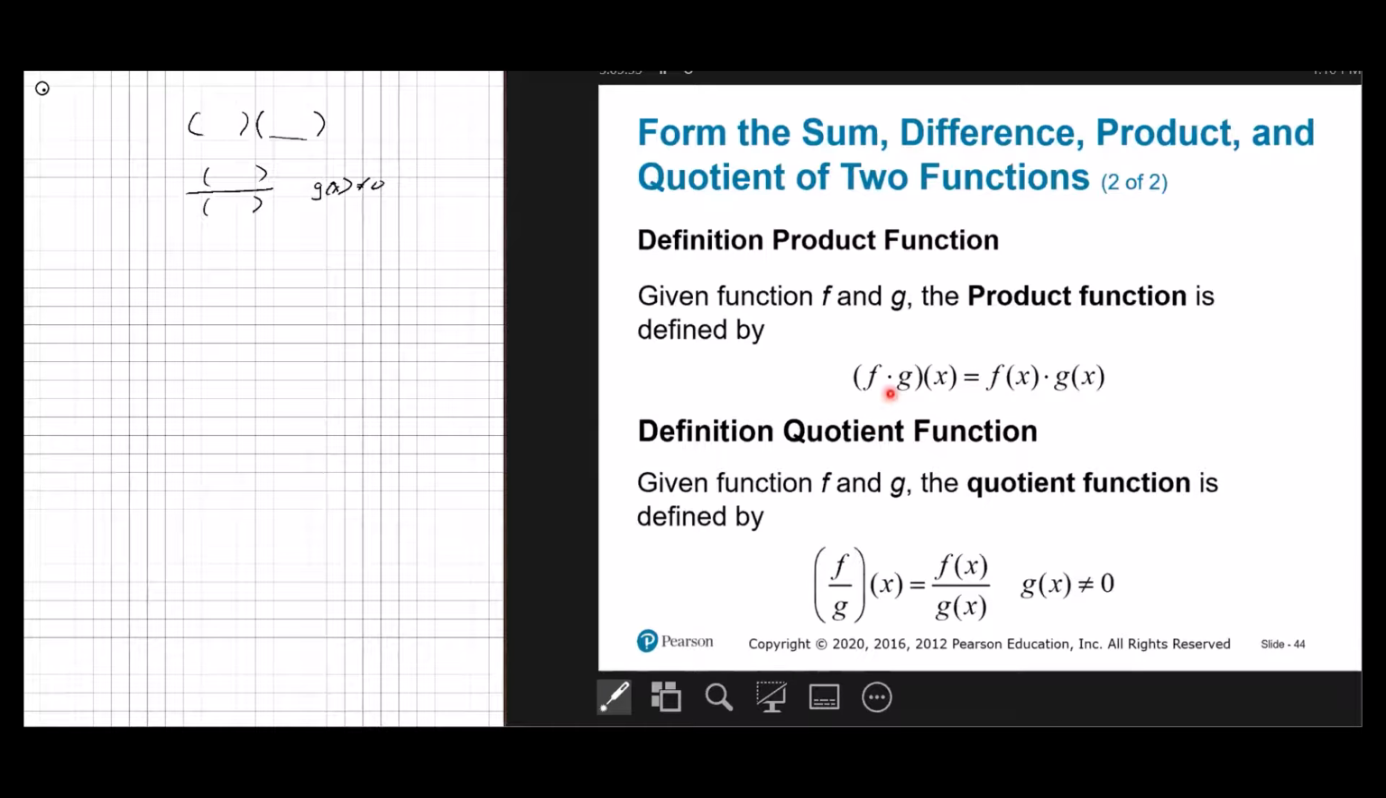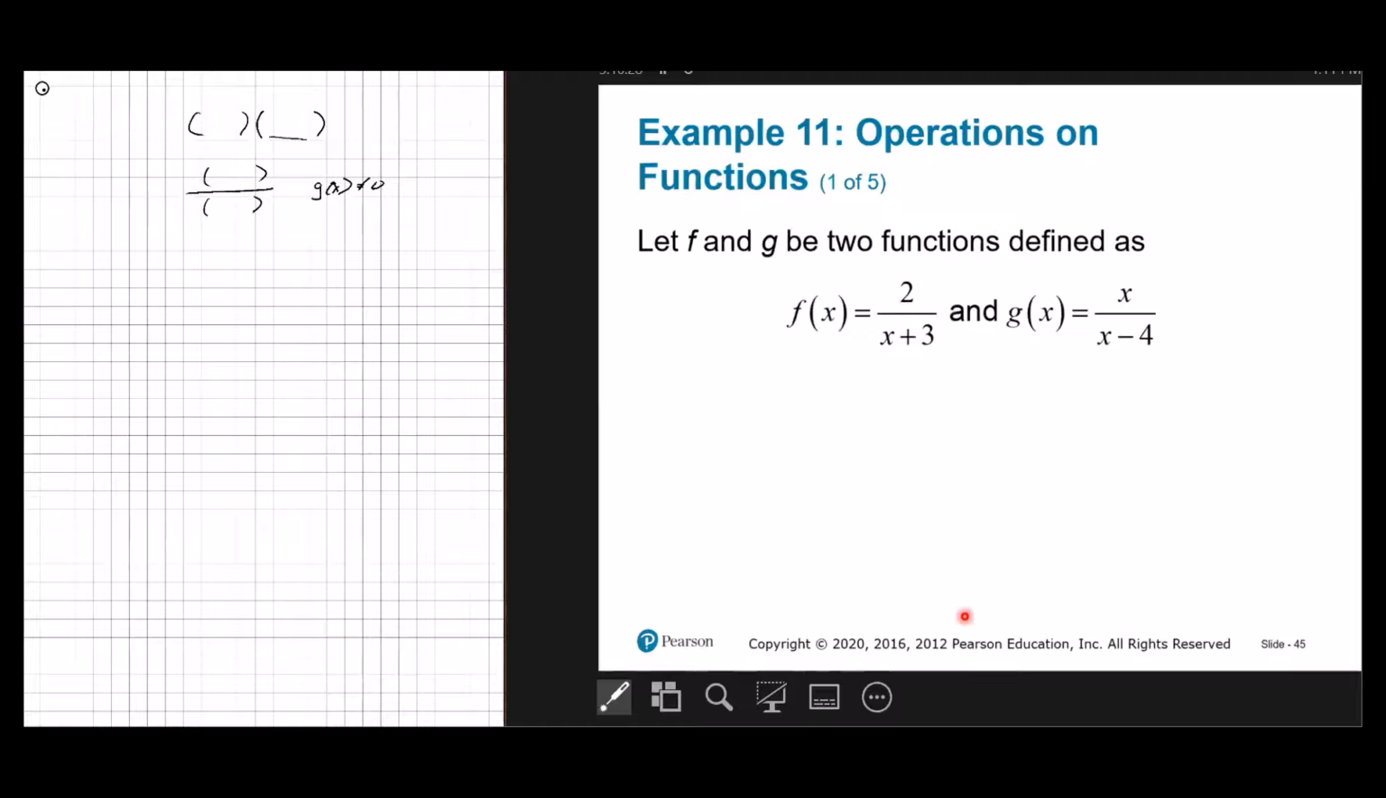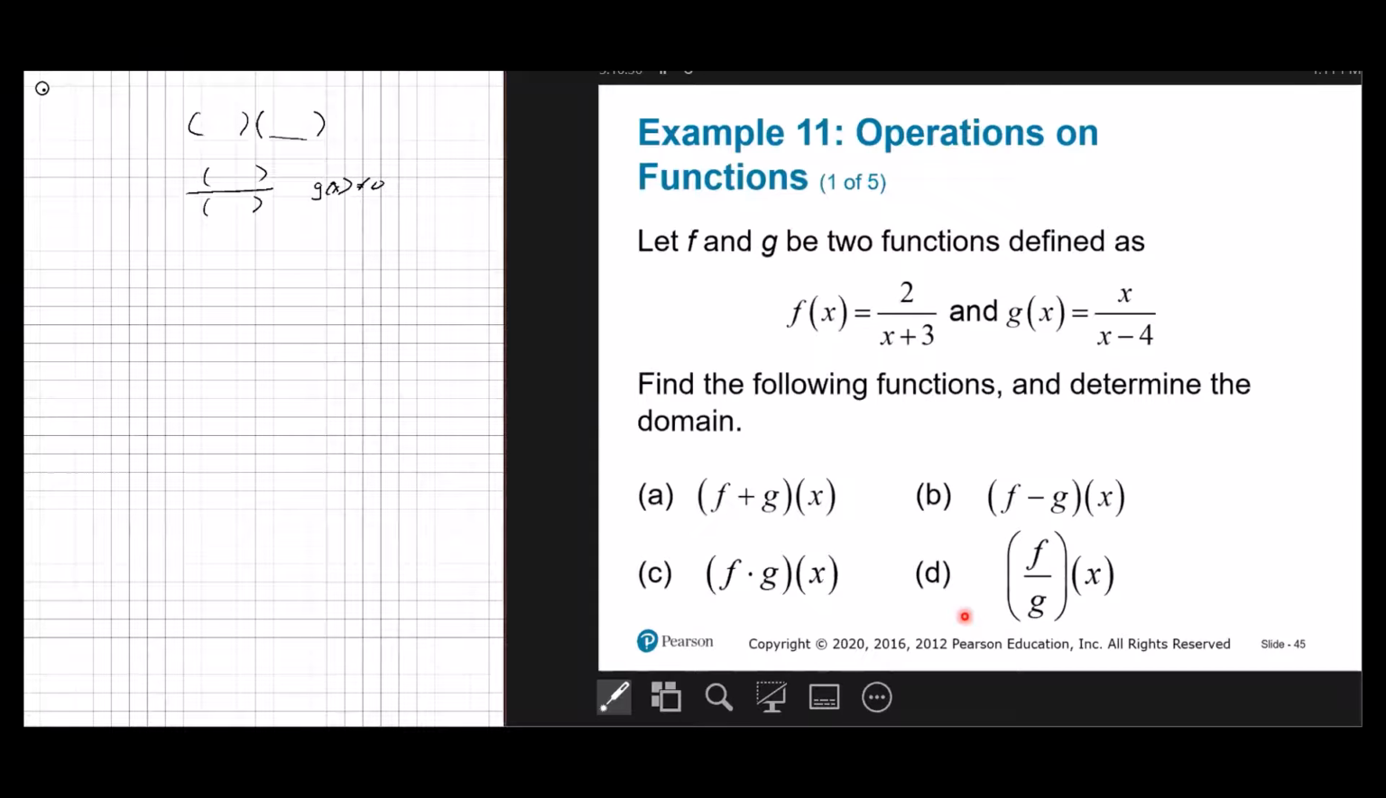So the notation here is f times g of x, which is just f of x times g of x. And then the quotient of f and g of x is the fraction f of x divided by g of x. I said it in reverse, didn't I? Okay, so here we have two functions, and they want us to do this with them.